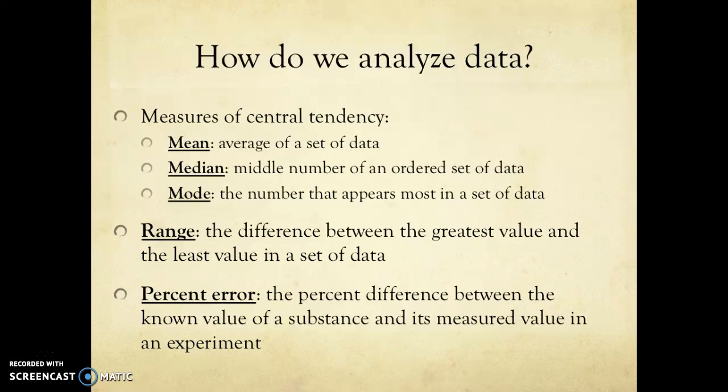Now, range is the difference between the greatest value and the least value in a set of data. So if we have a set of data where our lowest value is 5 and the greatest value is 10, we've got a range of 5 in between there. So that'd be 10 minus 5. That's how we calculate the range.